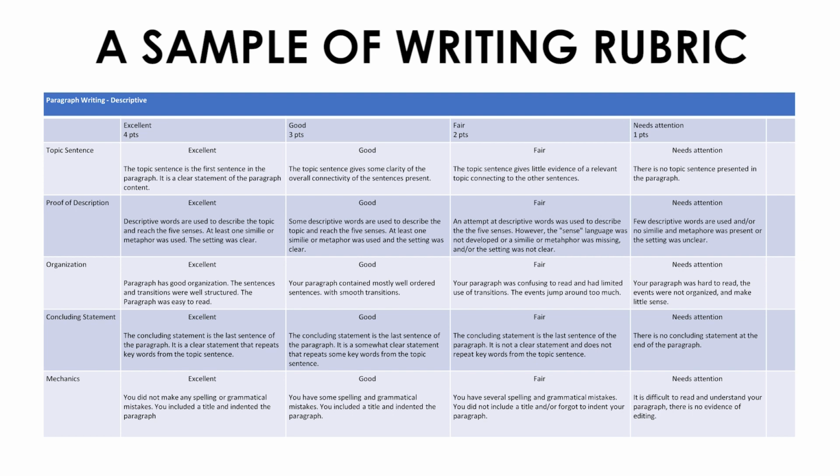Next, for assessing writing, you will need a rubric. As you can see here, this is an example of a writing rubric. You can use this as guidance for assessing your students' assignments. You will determine the topic sentence, proof of description, organization, concluding statement, and the last one is mechanics.